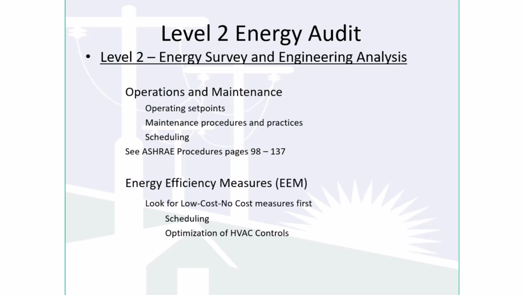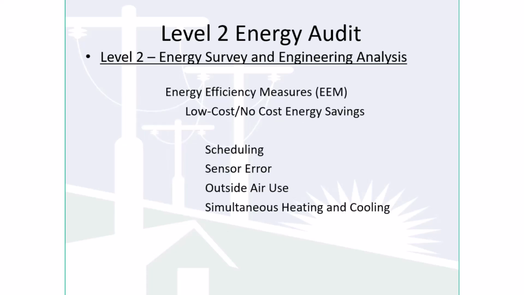Auditing engineers are going to look for the low cost, no cost measures first. These could be as simple as scheduling of equipment or lighting. Does the equipment turn off when it's not in use? The other is optimization of HVAC controls. This is a little bit more subtle and takes a knowledge about the HVAC system, but it can result in significant energy savings for very little cost. There are 4 opportunities that energy auditing engineers always look for when trying to find the low cost, no cost energy savings. The first one is scheduling, turning things off when they don't need to be on.